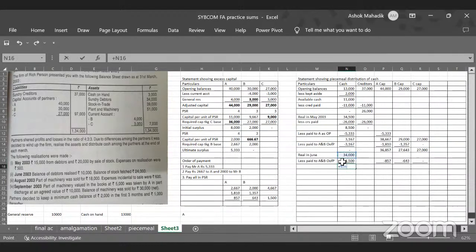Cash balance 32. Capital of A 36. B 27. C 27. Clear? So now we are done with the order number 2, payment order. So I had told you that there is a cross check. After order number 2 is paid, the remaining balance in partners capital will be in your PSR. Just check if it is in PSR.